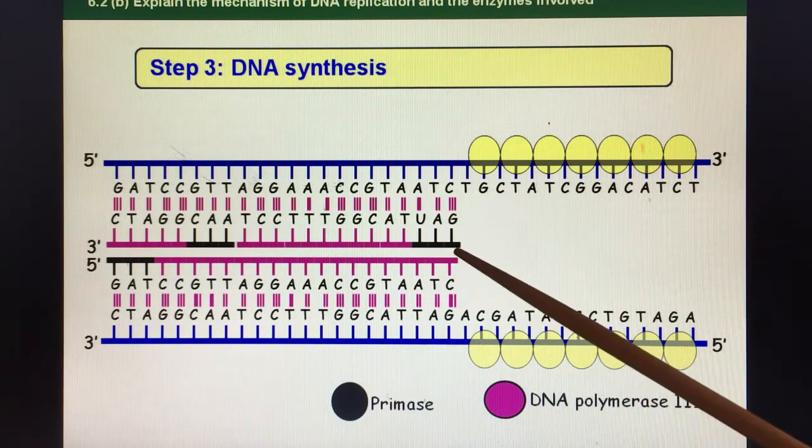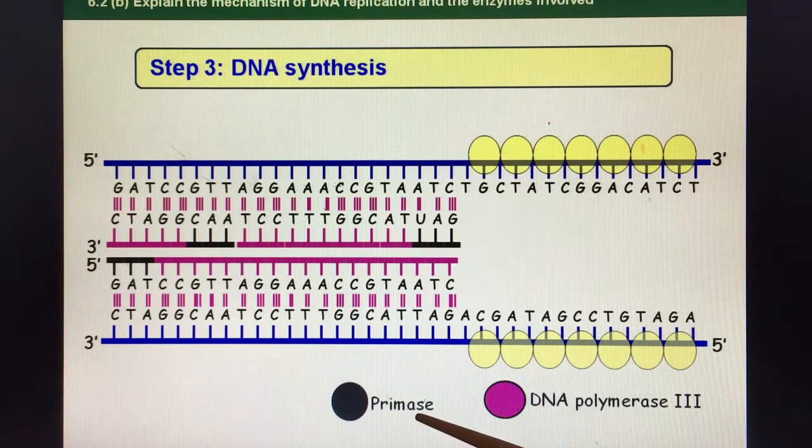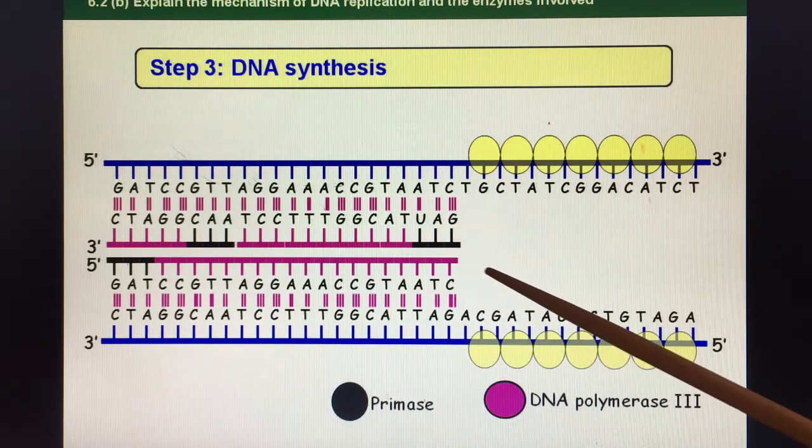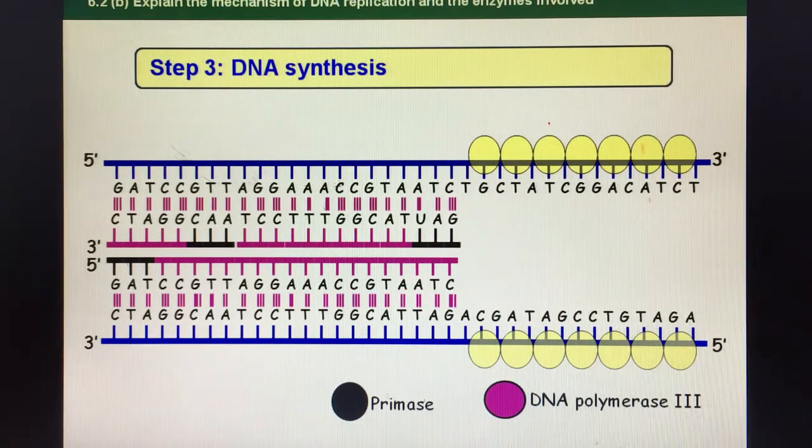So there is no need for the primase to catalyze the RNA primer again. So that means the DNA polymerase III will just continue adding the DNA nucleotides until the end of the DNA strand.